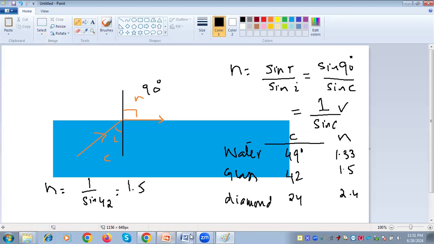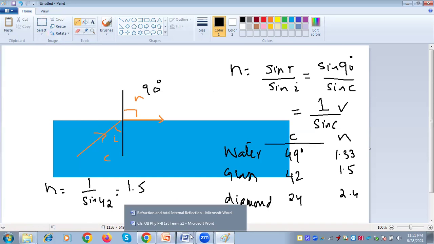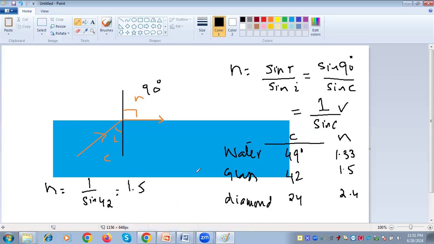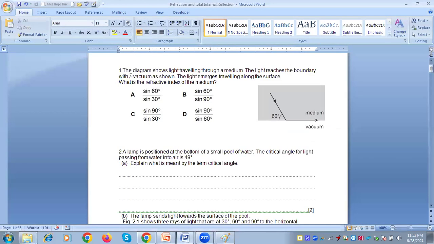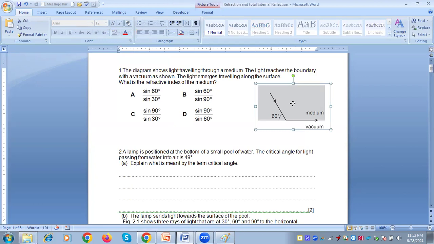Now let us solve some questions related to phenomena of total internal reflection and refraction. So the diagram shows light traveling through a medium. The light reaches a boundary with the vacuum as shown. So it is entering from the medium to the vacuum. The light emerges traveling along the surface. Means it is making 90 degree with the normal. So what is the refractive index of the medium?